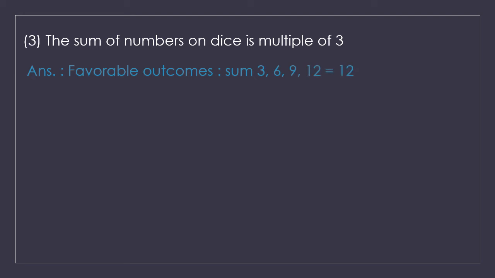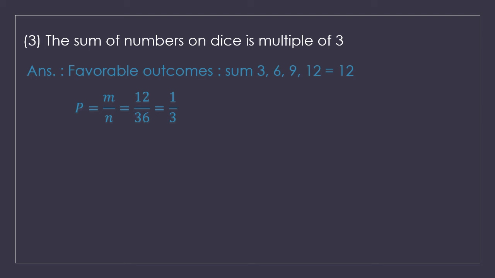So you have to make a total of events which pertain to sum 3, sum 6, sum 9 and sum 12. When you make a total of all those events, you will get the total favorable outcomes as 12. So the probability here will be m upon n, that is 12 upon 36. The simplified value is 1 upon 3.